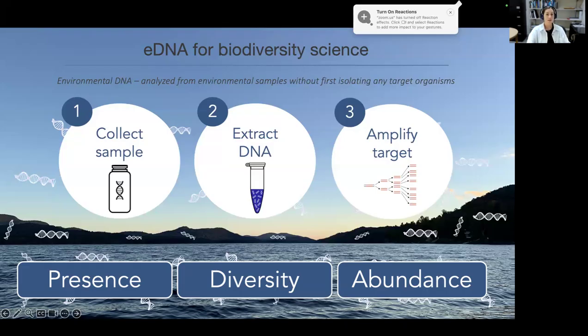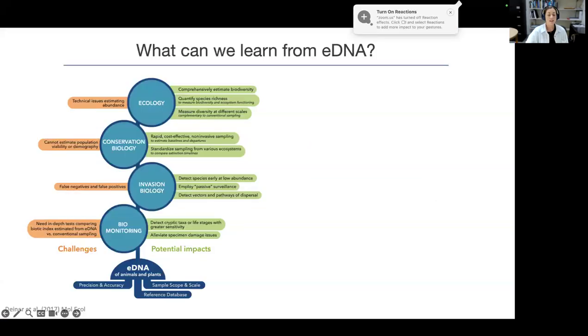So now that we have our environmental samples and we have our eDNA data, we can then apply that data to answer all sorts of questions in the fields of ecology, conservation biology, invasion biology, and biomonitoring. What I'm showing you here with this graphic is just a few of the questions and impacts we might be able to understand using this eDNA data.